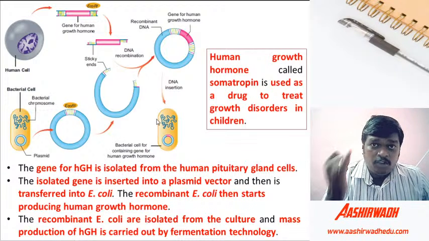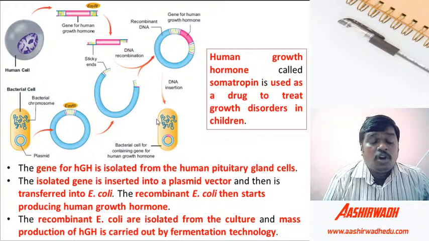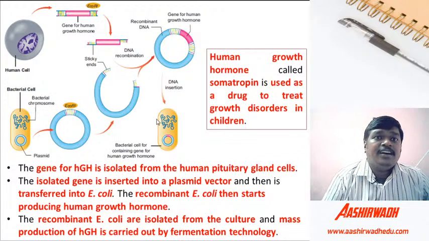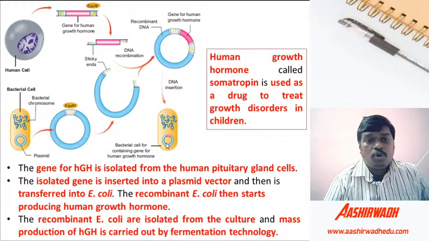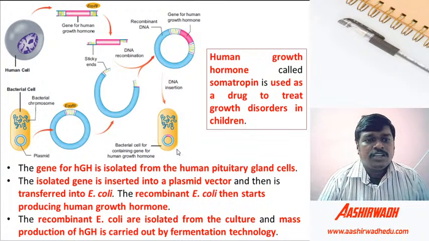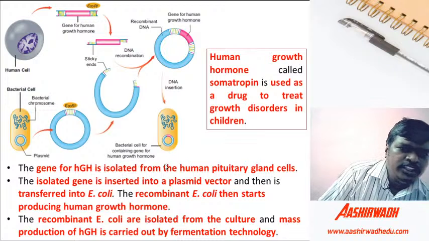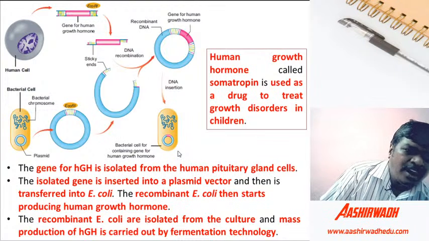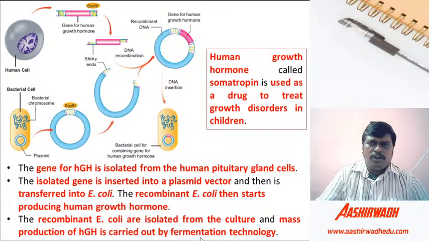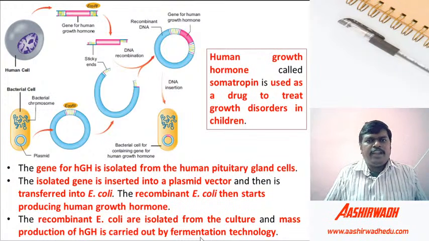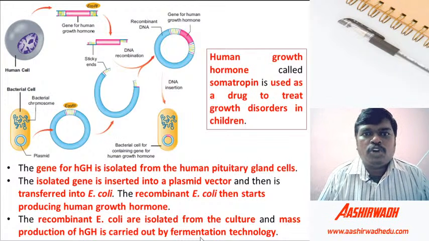Do you remember that? E. coli bacteria, Bacillus subtilis, Streptomyces species. They can incorporate the recombinant DNA into the host cells and produce the human growth hormones. For mass production of human growth hormones, they use fermentation technology, with large bioreactors for large scale production.